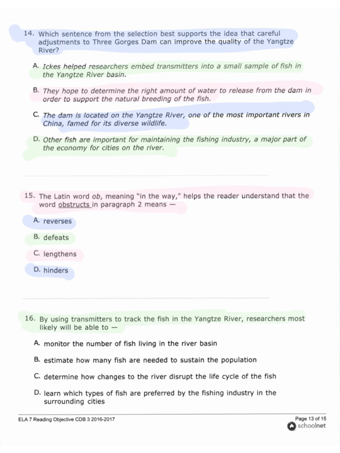Number 16. By using transmitters to track the fish in the Yangtze River, researchers most likely will be able to A. Monitor the number of fish living in the river basin, B. Estimate how many fish are needed to sustain the population, C. Determine how changes to the river disrupt the life cycle of the fish, D. Learn which types of fish are preferred by the fishing industry in the surrounding cities. Please proceed to slide 14.